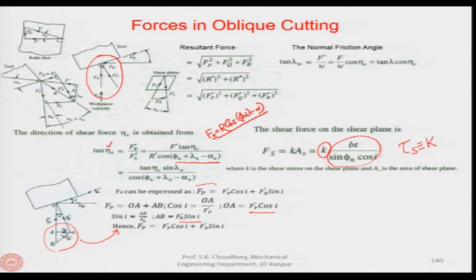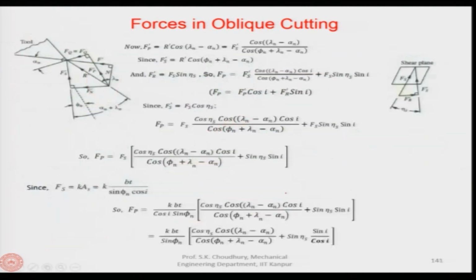This is what we have written here, that Fp can be written as Fp prime cos I, which is OA, plus Fr prime sin I, which is AB, and OA plus AB can be assumed to be equal to this Fp. So, in this case we can find out that the Fp prime is r prime cos of lambda n minus alpha n. So, Fp prime we can find out from here.